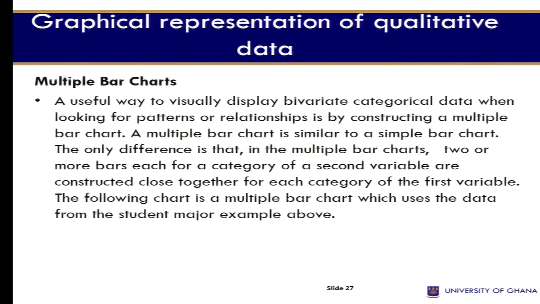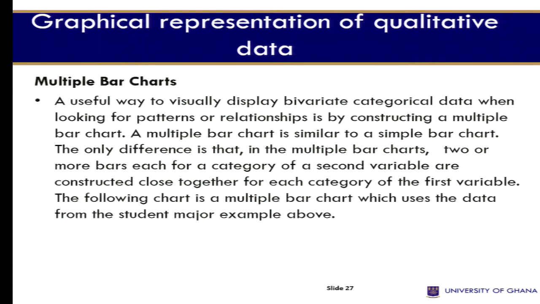So then, how do we represent this information? We do that by using what we call multiple bar charts. This is a useful way to visually display bivariate categorical data when we are looking for patterns or relationships. A multiple bar chart is similar to a simple bar chart. The only difference is that in multiple bar charts, two or more bars, each for a category of a second variable, are constructed close together for each category of the first variable. This is illustrated better with an example.